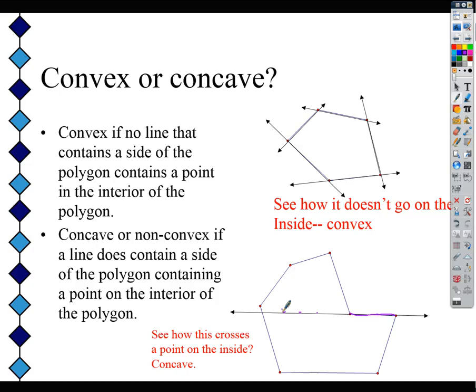Yeah, or you could do this one right here also. If you can do one, you're always guaranteed to be able to do two, at least, maybe more. But all you have to do is see if you can find one, and that's enough. You know it's concave.